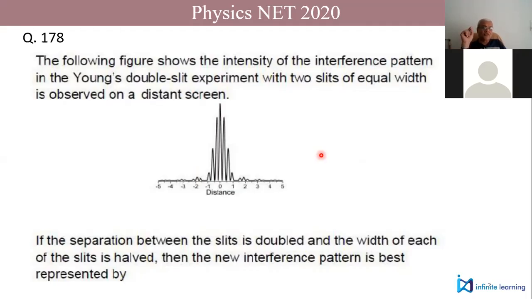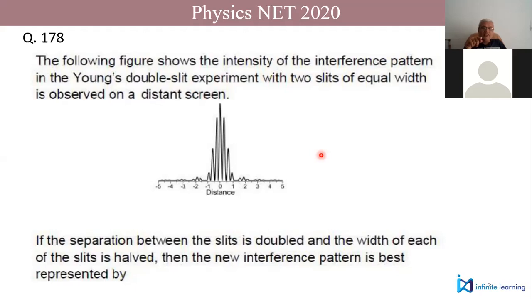your condition for interference? If the separation between two slits is d, then your fringe width, what is your fringe width? Fringe width xn, small xn. Fringe width will be lambda into capital D divided by small d. Fringe width is inversely proportional to the distance between the two slits.